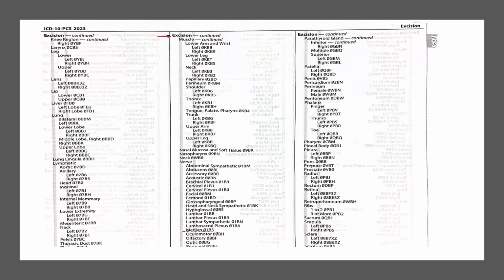Here's the index page for ICD-10-PCS, and the main term is excision. When we look further, here's the nerve subterm, and nerve has a lot of different nerves listed here, so we're going to pick the one that's indicated in the medical record, which is median. And median gives us the 4 characters 01B5.